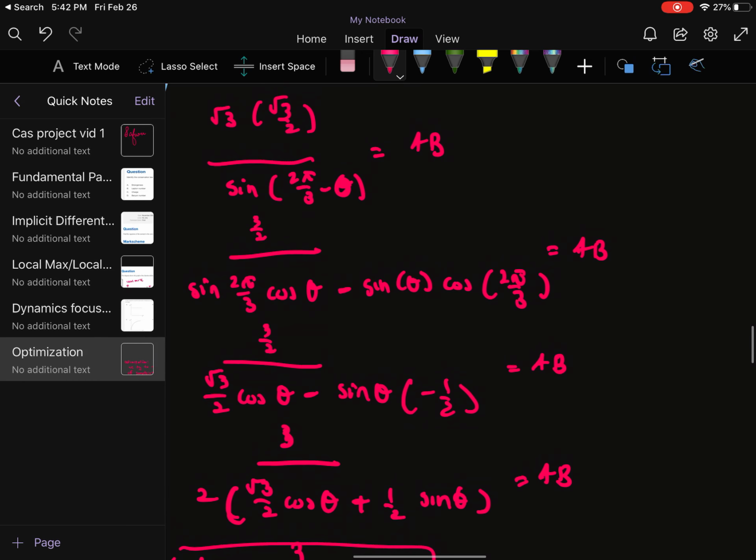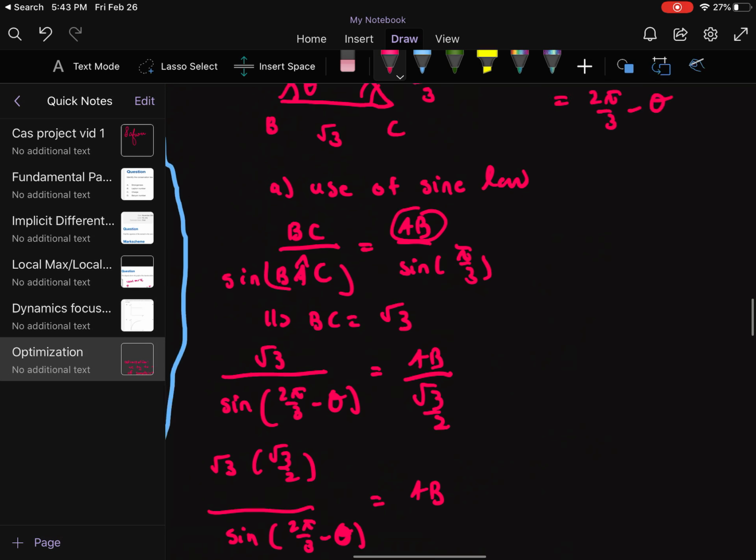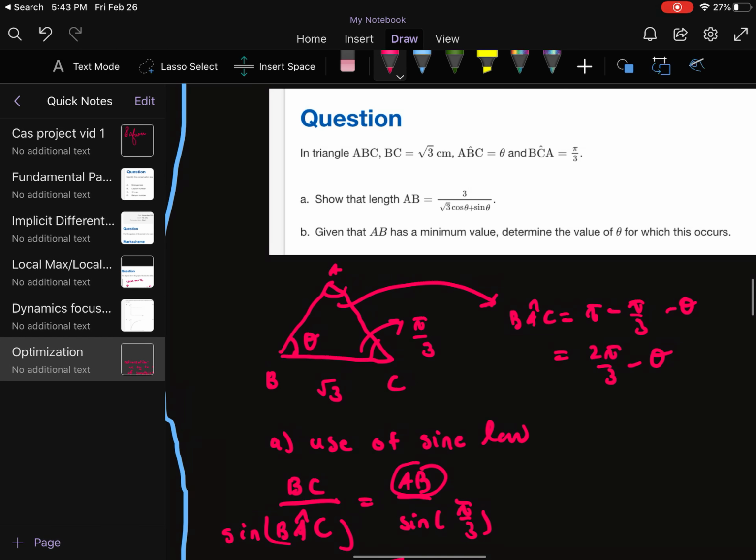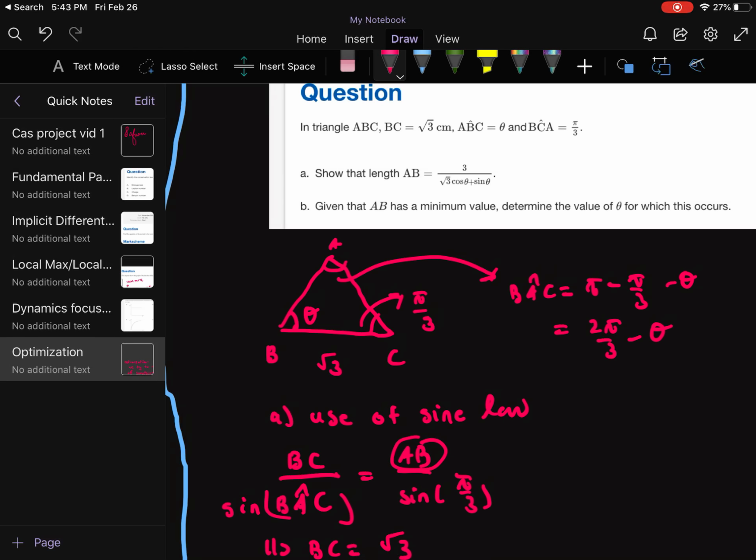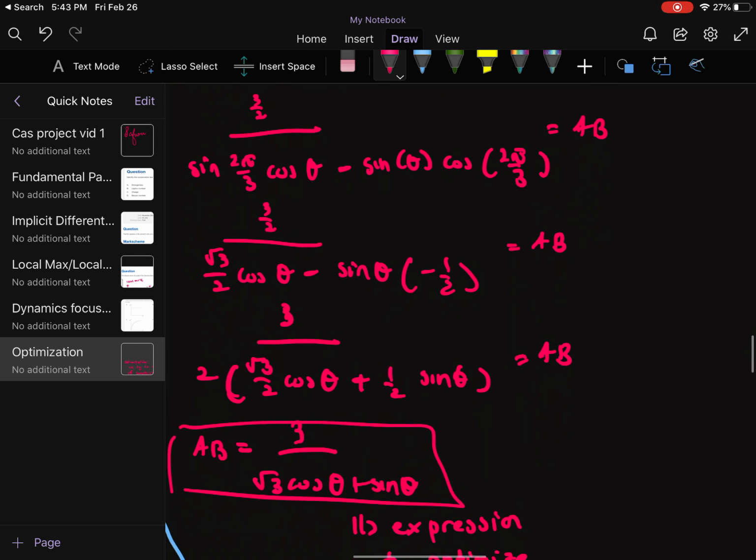I've moved the 2 to the bottom because the expression is slowly coming together, but because they want the 3 by itself, I'm going to move the 2 to the bottom.